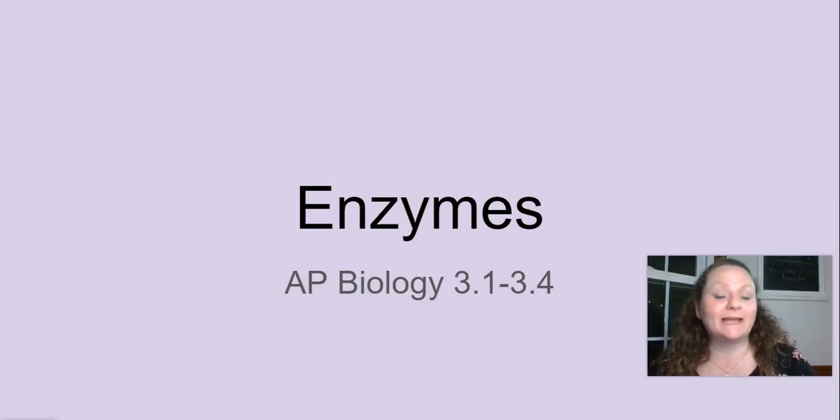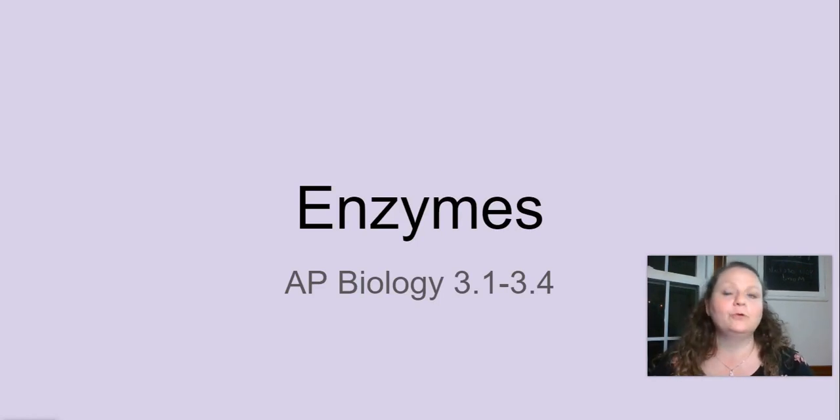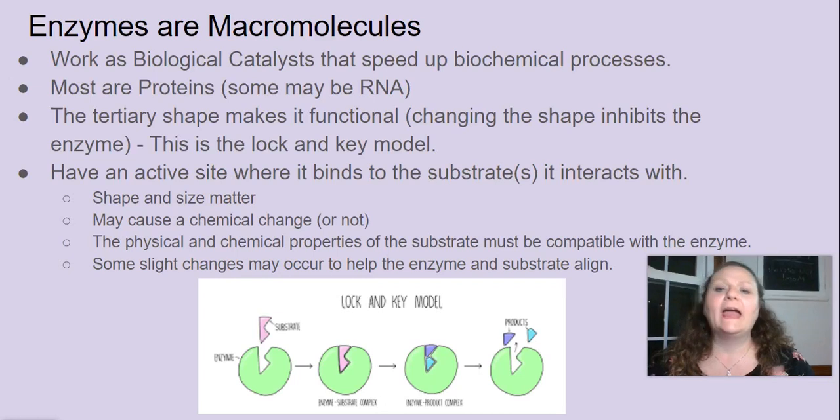Today we're going to be talking about enzymes. This covers AP Biology Units 3.1 through 3.4. As you may remember, enzymes are macromolecules. Specifically, most of them are going to be proteins, although there are some enzymes that are RNA based, which is actually kind of cool.